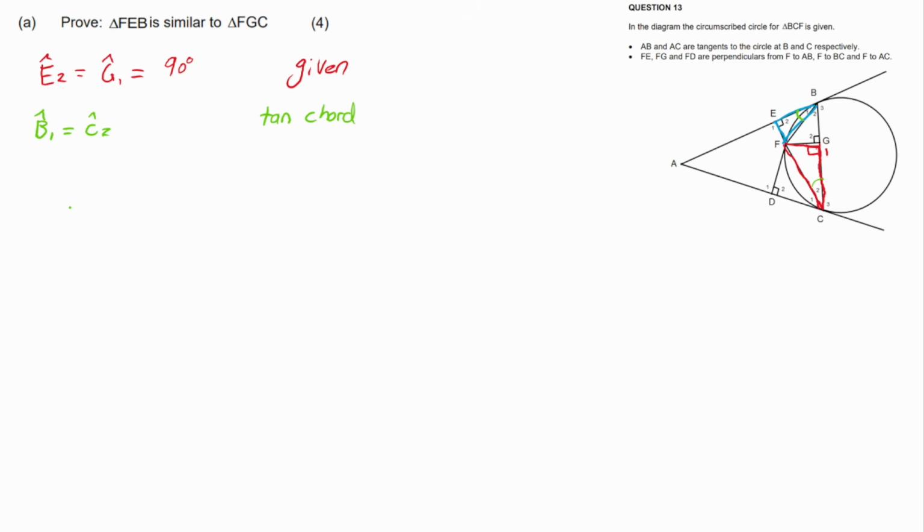Okay, so we only need to prove two things, and the last one will be given. So we can just say, therefore, triangle FEB is similar, so we draw these three lines like this, is similar to triangle FGC. And the reason is angle, angle, angle.